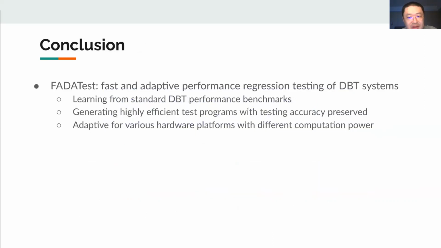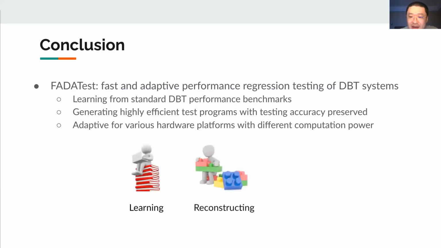To conclude, this paper proposes FADATest, which can provide fast and adaptive performance regression testing of DBT systems. FADATest first learns the workload and the thread behaviors from standard benchmarks, then automatically generates highly efficient test programs with the original accuracy preserved. It can also adapt to various hardware platforms with different computation power.